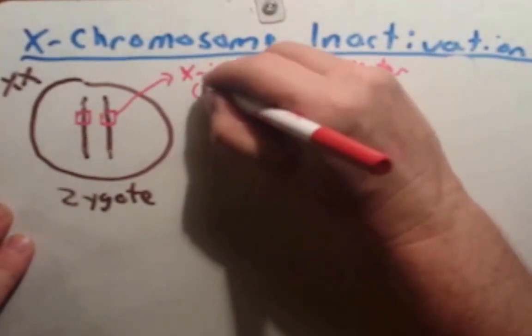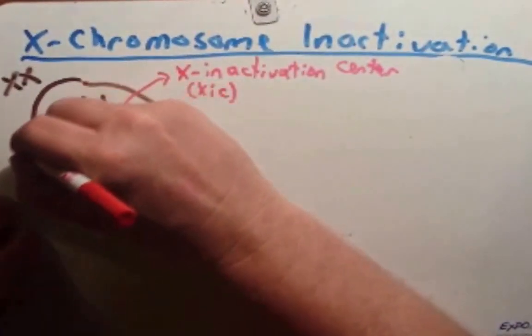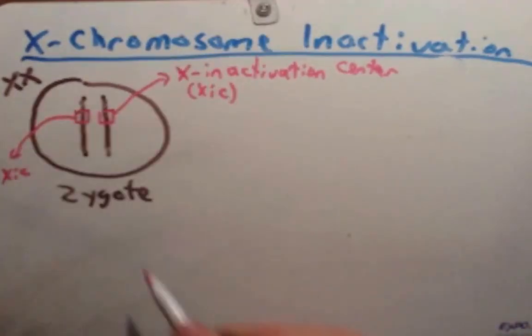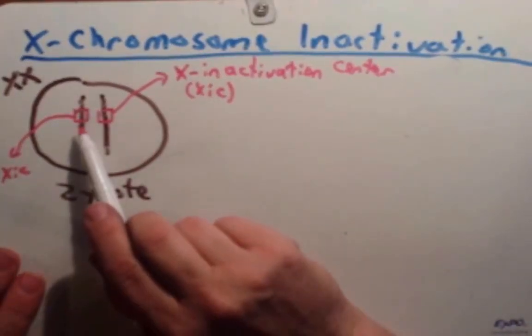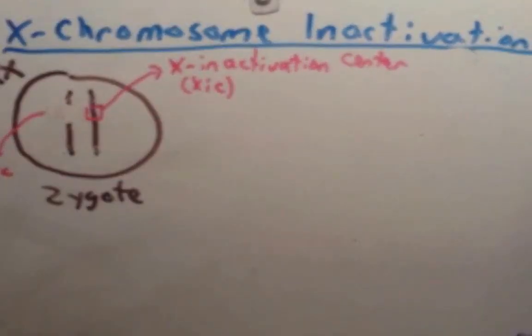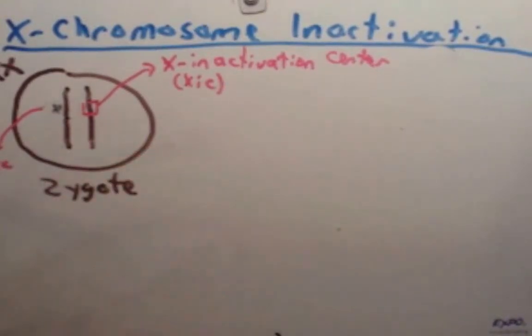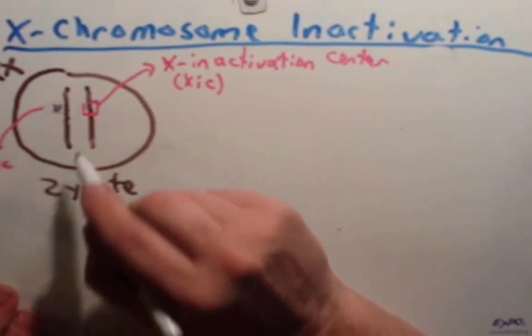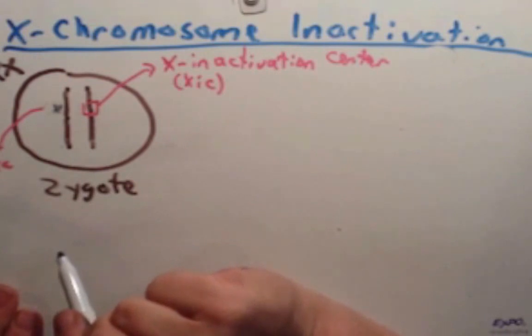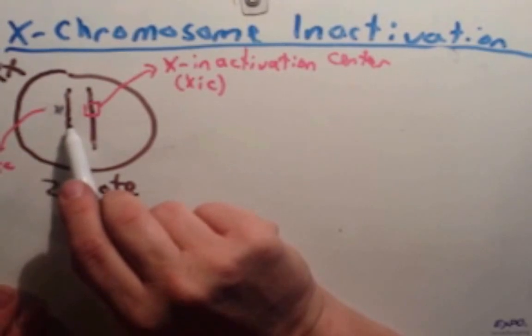Or we'll just call it XIC. So there's an XIC over here as well. We know that it counts these somehow because if we were to take a cell, an XX cell, and mutate this X inactivation center, so there's a mutation on it, the cell will proceed to grow and not inactivate one of them. So we produce a mutation here, so the cell only now recognizes one X inactivation center. The cell somehow thinks that there's only one X chromosome.